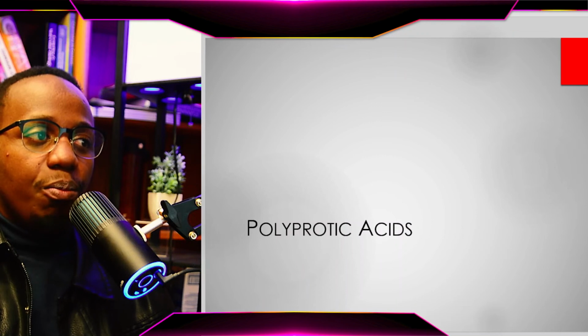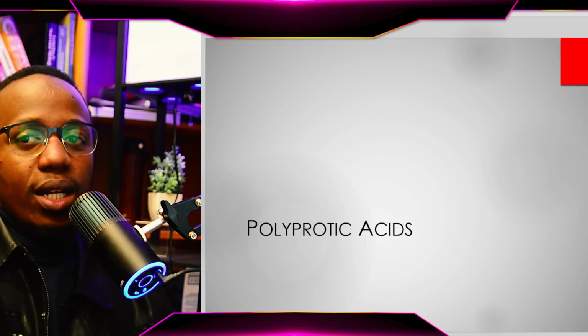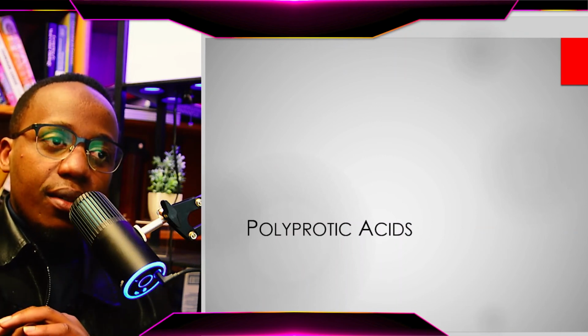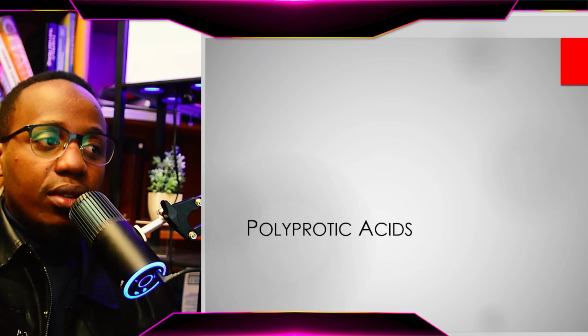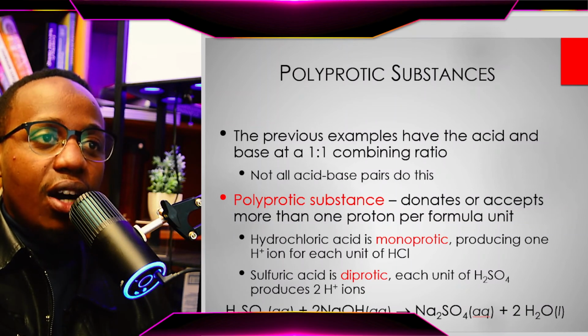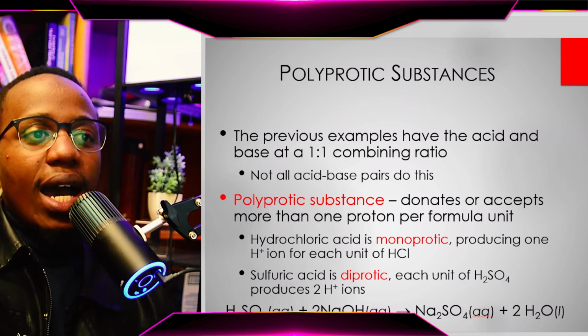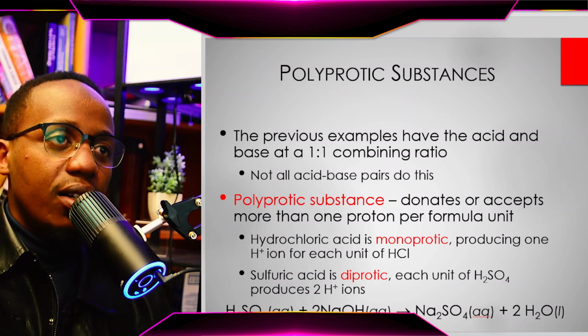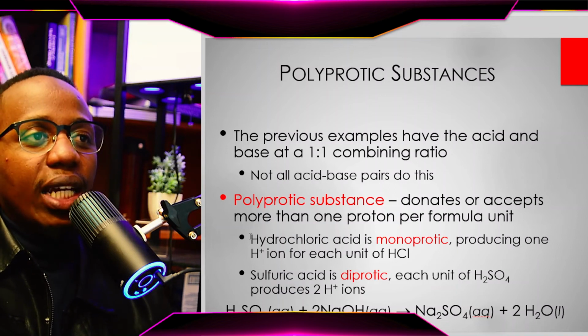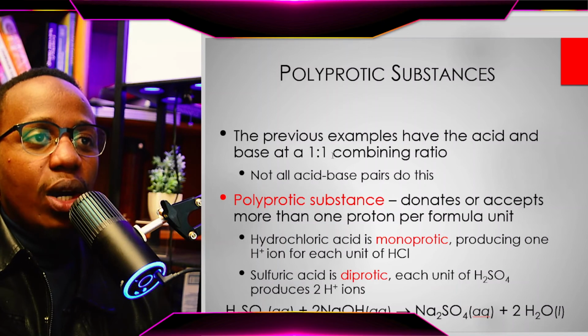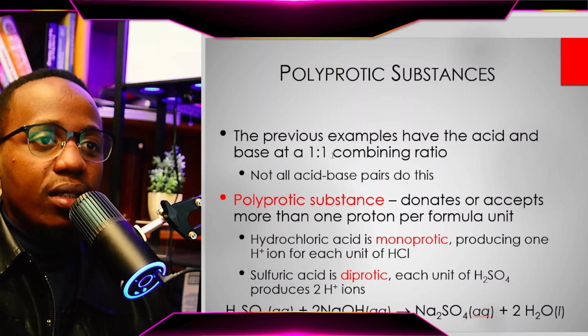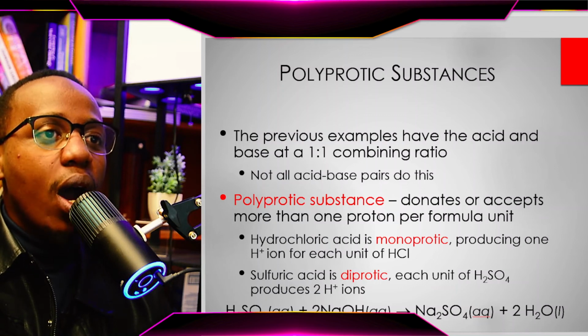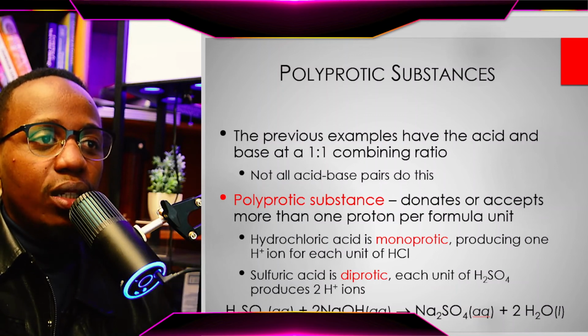Now, let's talk about polyprotic acids. What are these? Notice poly in the name. It just means that these are acids that have more than one hydrogen, right? So the acids that we've been looking at have a 1-to-1 ratio of acid and base pairs. Polyprotic acids donate or accept more than one proton. A polyprotic substance will donate more than one proton per formula unit, right?